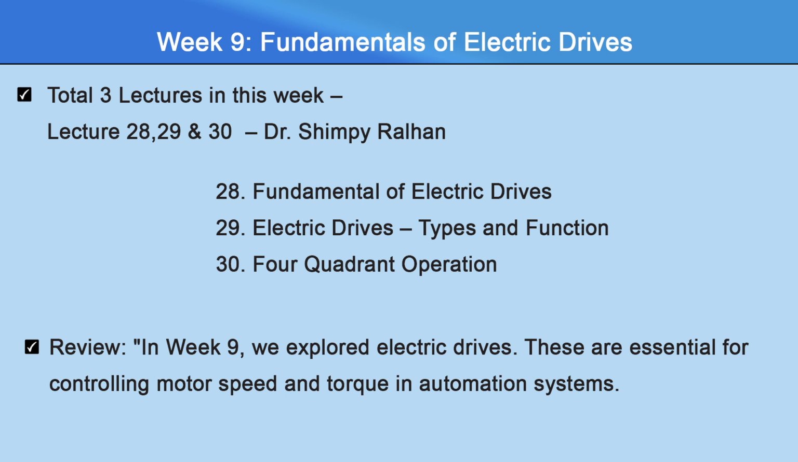In week 9, we explore electric drives. These are essential for controlling motor speed and torque in automation systems. We discussed different types of drives and the concept of 4 quadrant operations, which is important for applications requiring precise speed and direction control, providing a solid foundation for more advanced motor control techniques.